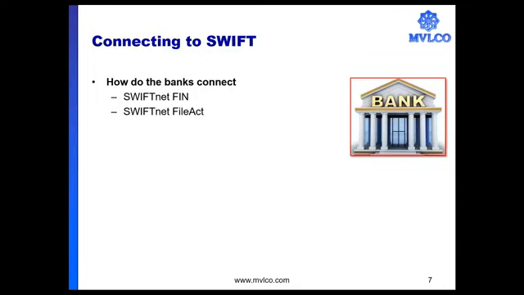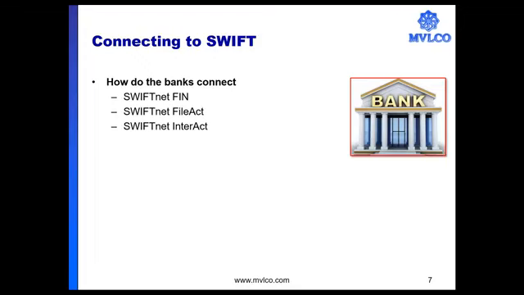So the second mechanism which we have is called SwiftNet FileAct, again enabling banks to send a bulk file containing large payment messages to other banks. The third service is called SwiftNet Interact. Like the Fin service, Interact enables the exchange of messages on a message to message basis. That means you are not uploading a bulk file here. You are creating one message and sending messages one by one. It supports the exchange of proprietary formats here also.